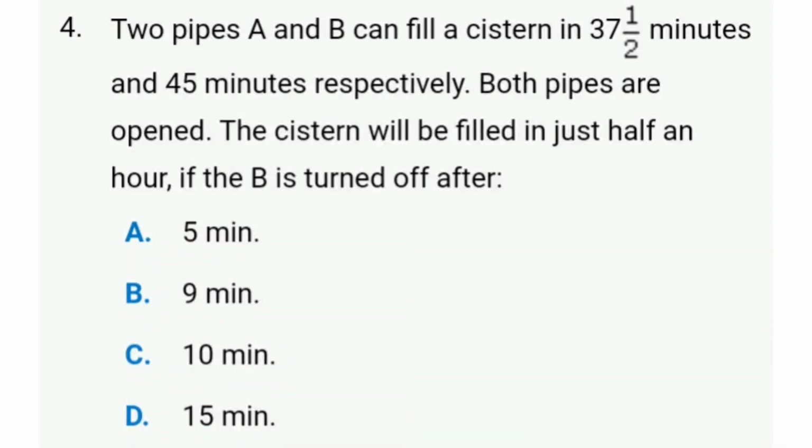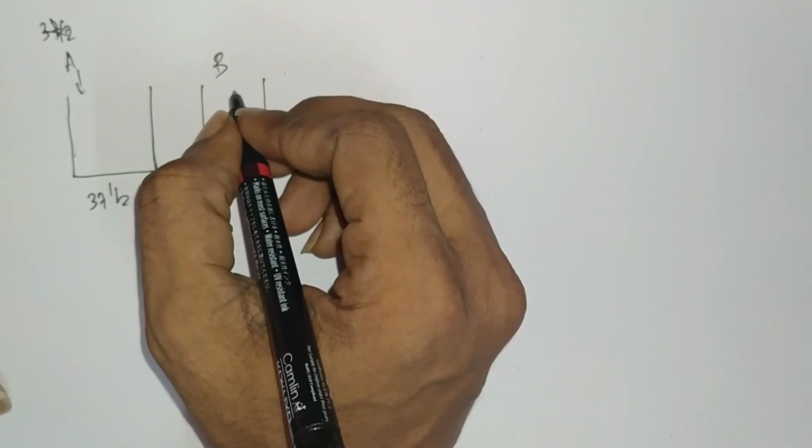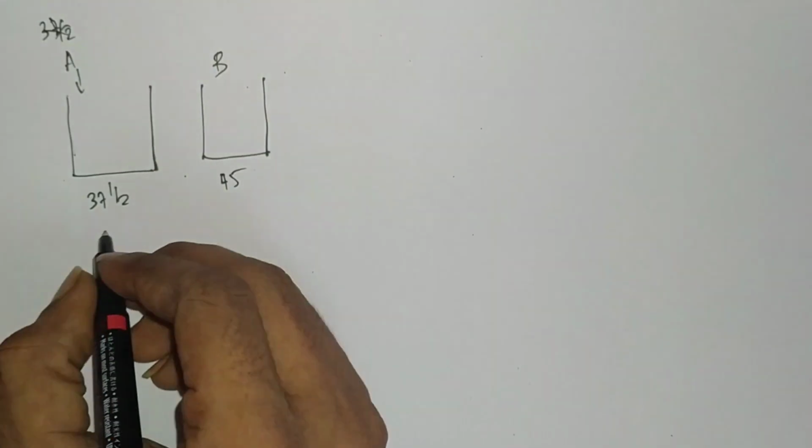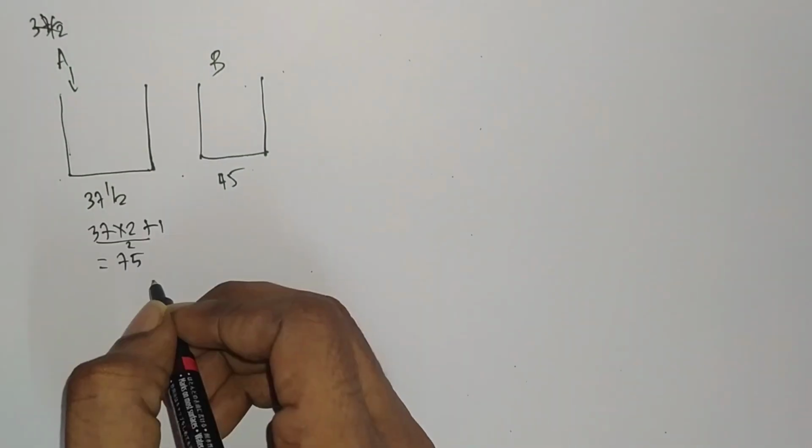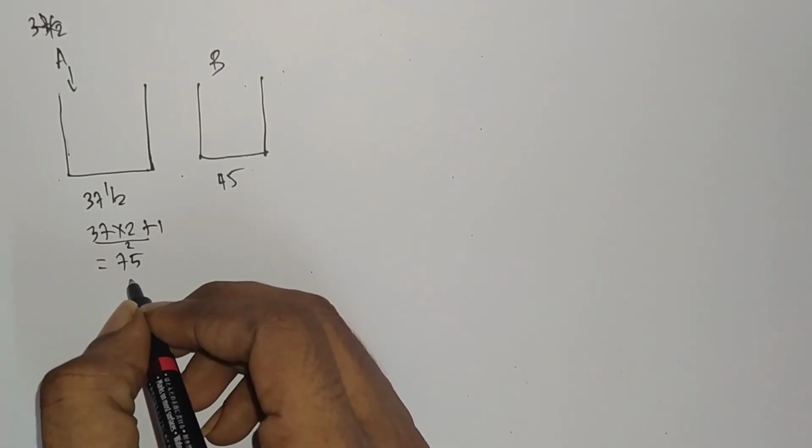Pipes A and B can fill a cistern in 37.5 and 45 minutes. The cistern will be filled in half an hour if B is turned off after some time. So now we have to calculate the time when B is turned off in order to fill the cistern in 30 minutes. A is 37 by 2 and B is 45. So we are converting into fraction, which is 75 by 2.